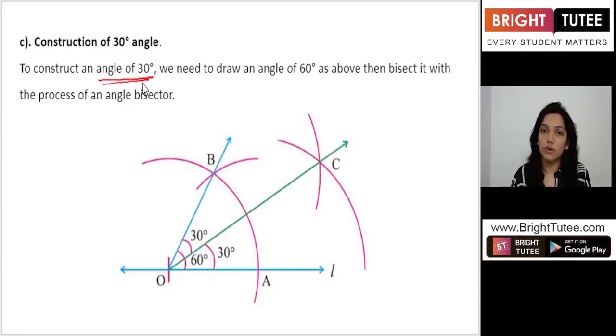So we just need to draw a 60 degrees angle and then bisect that angle. Clear? So to construct a 30 degrees angle, we need to draw an angle of 60 degrees as we have just done, and then we'll bisect it with the process of angle bisector.